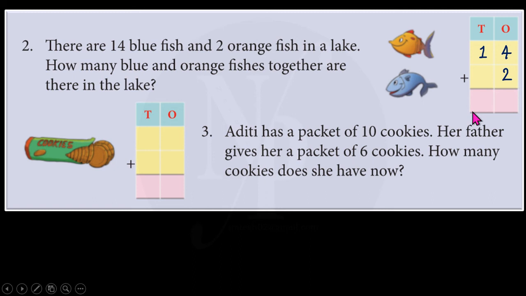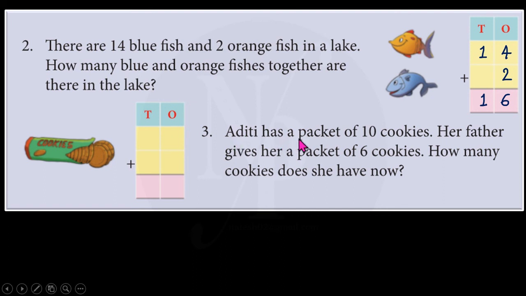So I will write 2 here in ones place. Now we have to add these 2 numbers to get the total number of fishes. So we add starting from ones place, and 4 plus 2 is 6. So I write 6 in ones place, and 1 plus 0 is 1. So I write 1 here. So therefore, there are 16 fishes altogether in that lake. Let us move to the next question. Question number 3.